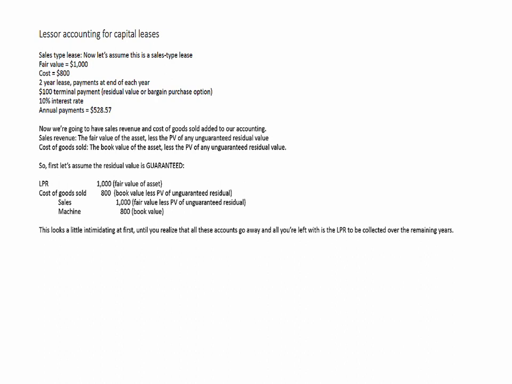Now, this looks a little intimidating at first until you realize that 3 of these accounts are going to go away. The sales and the cost of goods sold, those are going to get closed to income summary, and we won't see them again. They go right off into the sunset. The machine account we're taking off the balance sheet, so really all we're left with after the closing entries is that receivable, which we're going to collect over the next 2 years in the usual fashion.